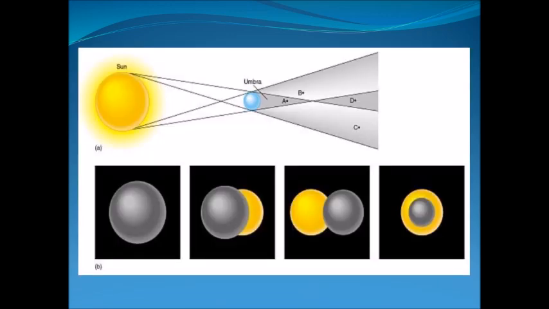The type of solar eclipse you can see depends on your place, your position on earth. As you see in front of you, if you are at place A, you can see a total solar eclipse because this is the umbra cone of the moon. If you are at places B and C, you can see a partial solar eclipse because this is the faint outer shadow, or penumbra. If you are at place D, you see an annular solar eclipse.